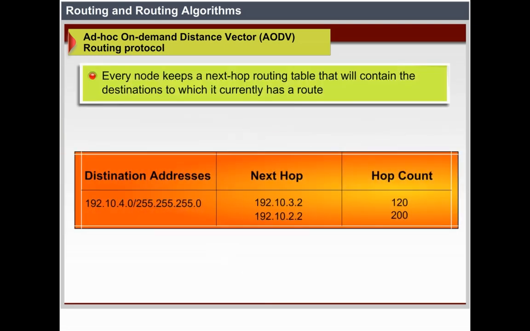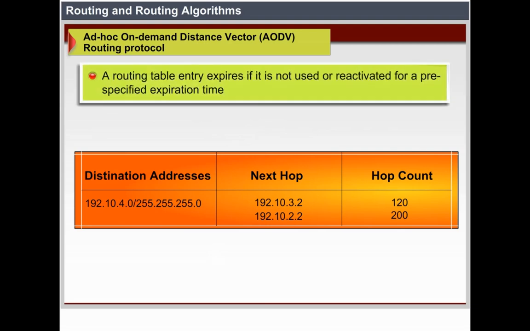Every node keeps a next hop routing table which contains the destinations to which it currently has a route. A routing table entry expires if it has not been used or deactivated for a pre-specified expiration time.